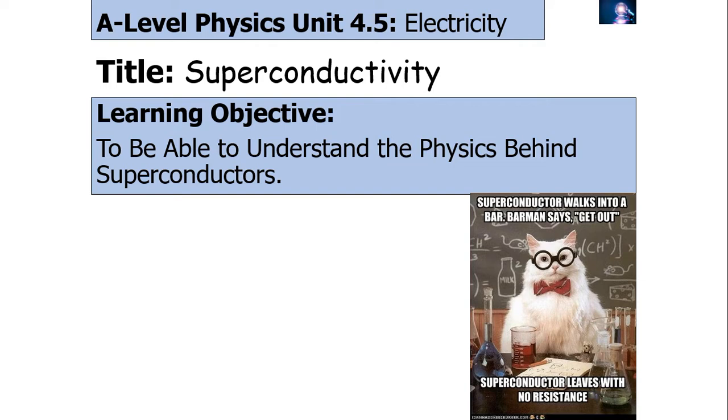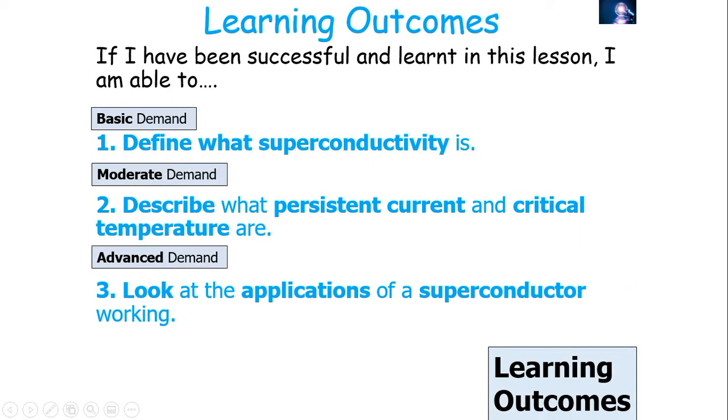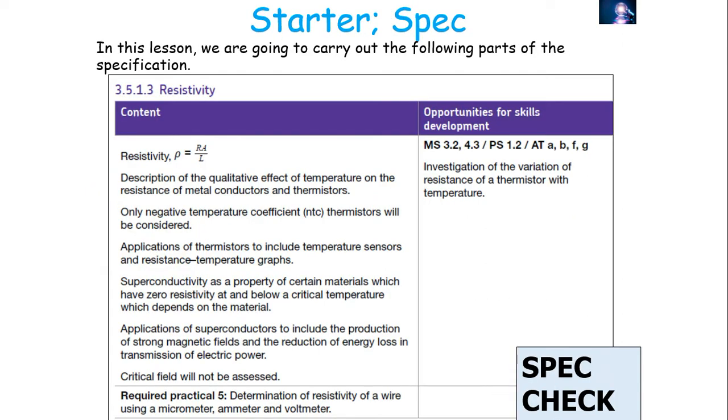In today's lesson, which is part of the AQA A Level Physics course, we're going to try and understand the physics behind superconductors. If we're successful in this lesson, we're going to understand and define what superconductivity is, describe what we mean by persistent current and critical temperature, and then look at different applications of superconductors working. So this links into the following part of the AQA A Level Physics specification. We're going to focus predominantly on the superconductivity properties of certain materials and the applications of superconductors.